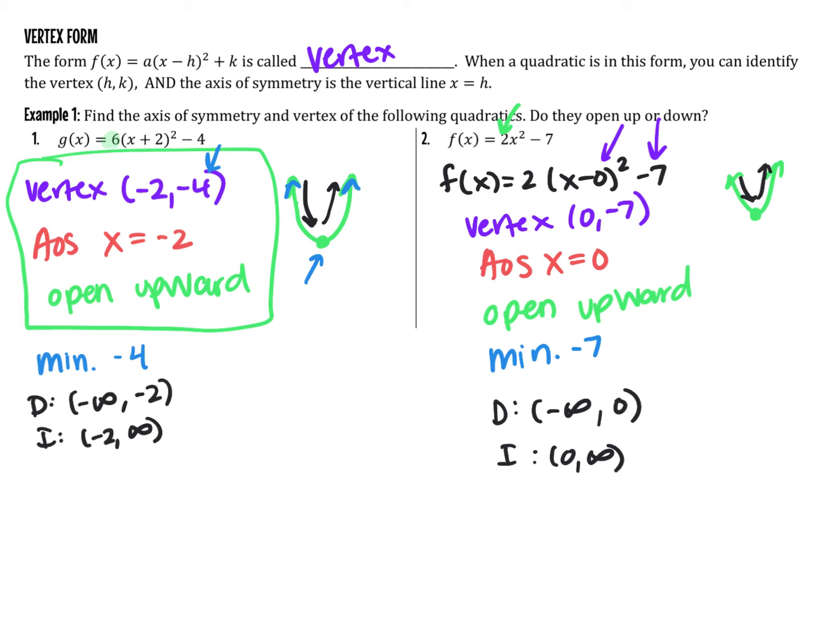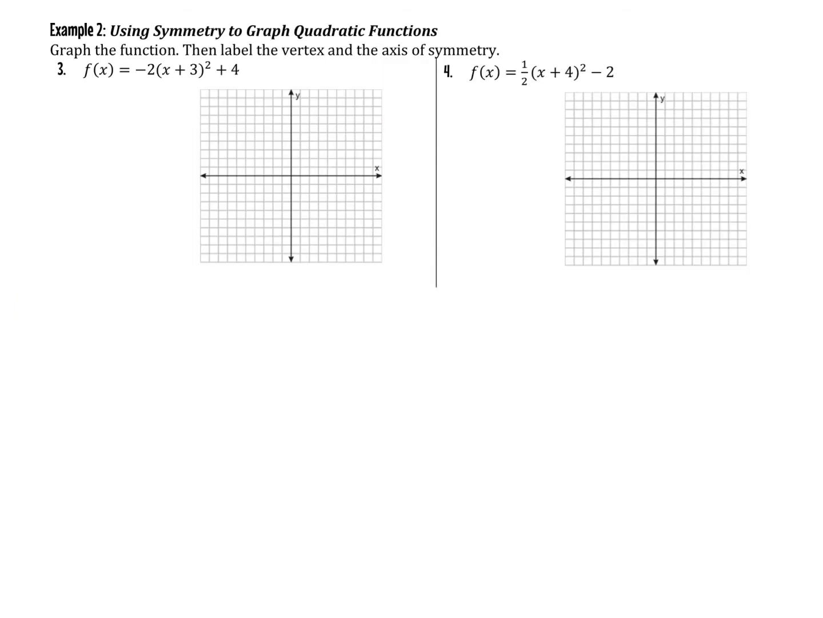So now let's talk about how identifying these characteristics in vertex form actually makes it easier for us to graph. All right, what I want you to do is identify the axis of symmetry, the vertex, and whether or not each of these quadratics opens upward or downward. So go ahead and pause the video and try that on your own.